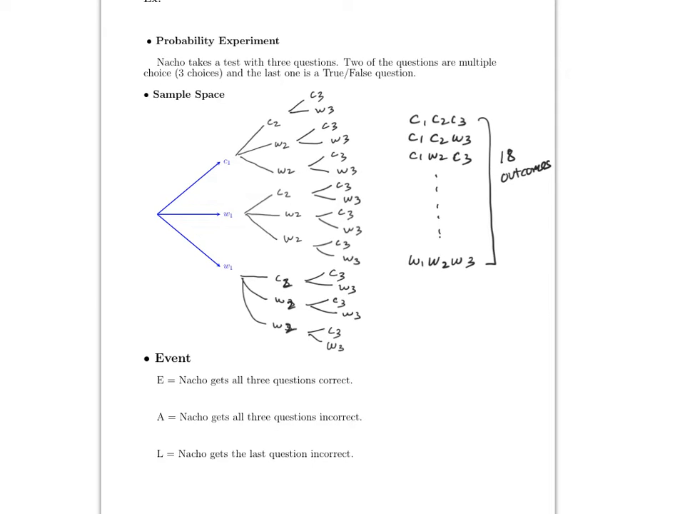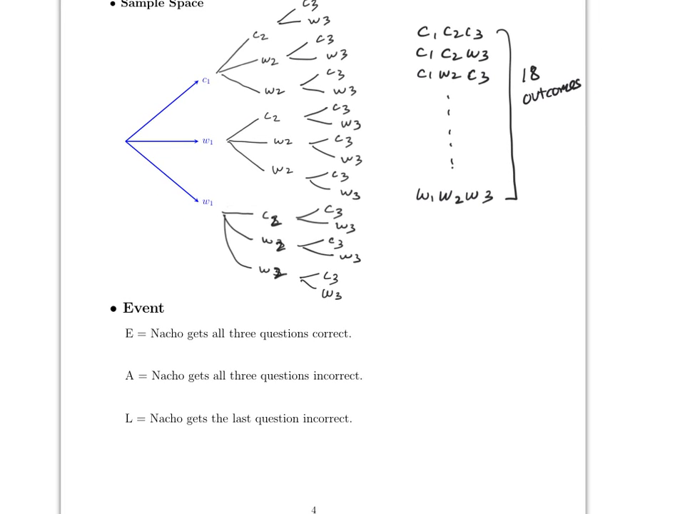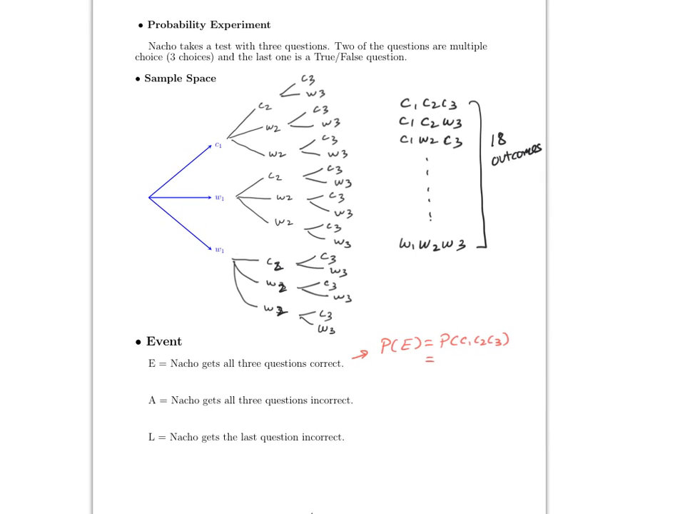Now, once you have the outcomes, just like in the last example, you should be able to figure out any probabilities from here. For example, what's the probability that all 3 questions are correct? Well, that means you have C1, C2, and C3. Remember, only one of them has C1, C2, and C3, so this should be 1/18. And that's it.